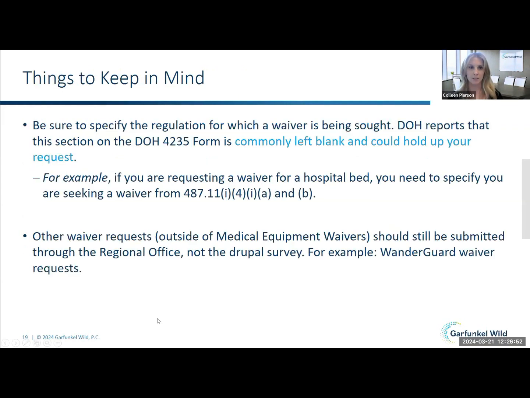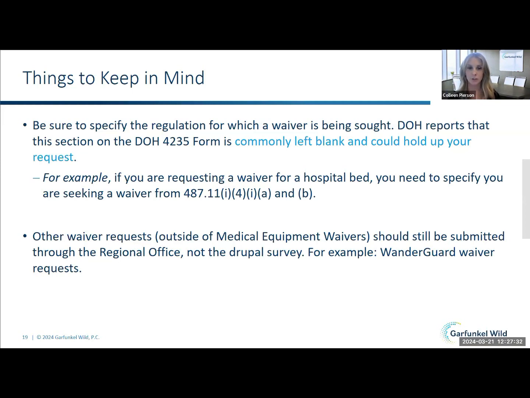So things to keep in mind. These are common mistakes that providers make that can, again, hold up your application. So it's very important that you know these. You have to specify the regulation for which a waiver is being sought. It's commonly left blank, where you have to fill in the regulation, and that can hold up your application. If you're requesting a waiver for a hospital bed, you need to specify you're seeking a waiver from 48711 I4 A and B, and it's very specific.